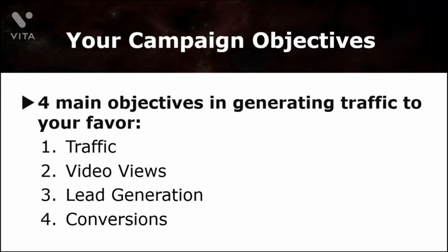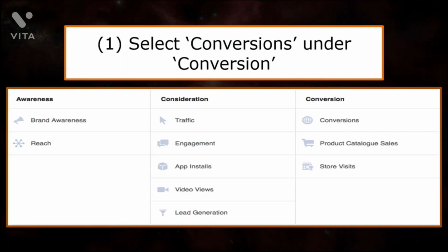As mentioned in the previous module, there are 4 campaign objectives, which are specifically catered towards generating traffic to your favor. The 4 objectives are traffic, video views, lead generation, and conversions. For this particular module, we will only be focusing on conversions to illustrate a clear example of how you can start running your ads. Conversions function to drive actions to your website or app.